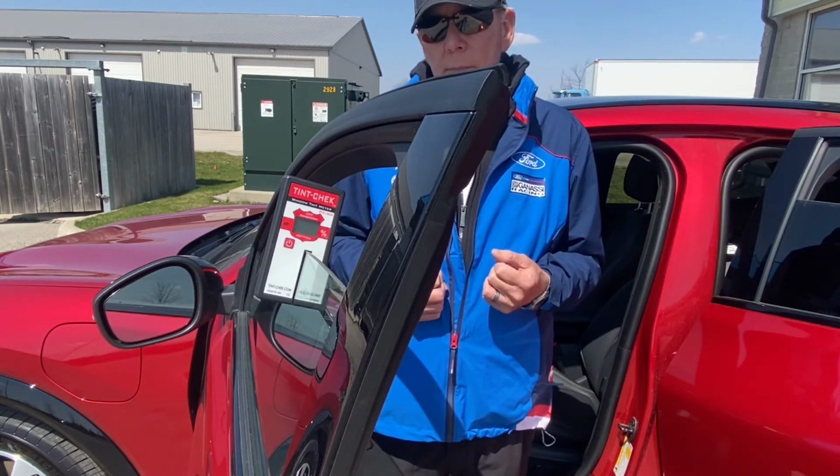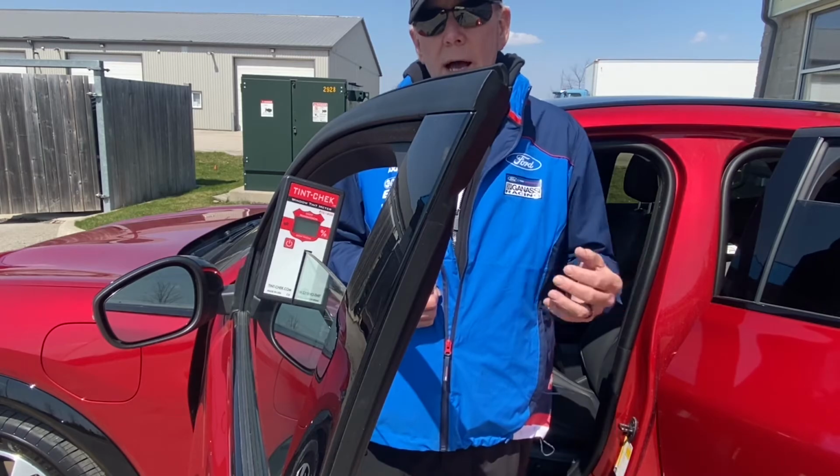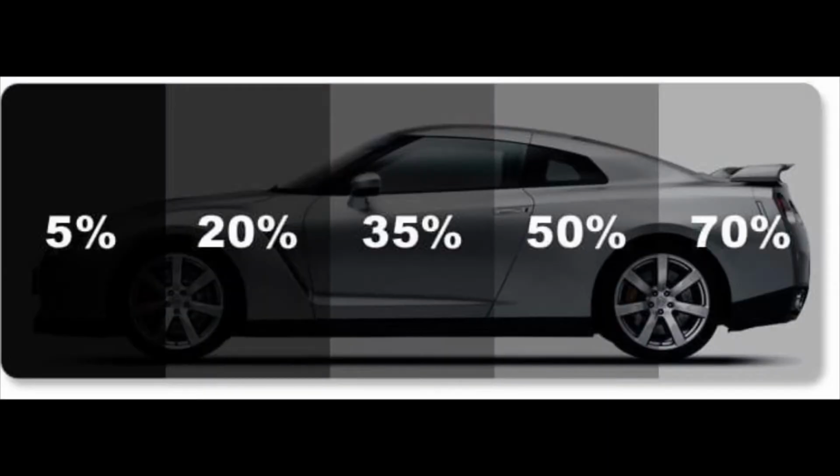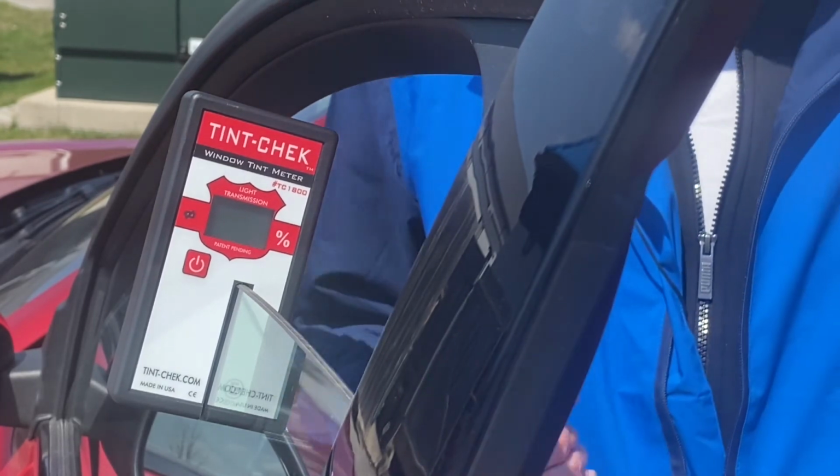So we're going to talk about how the shades apply to the laws in Ontario. Two different laws, and that's important to note, and why that gets confusing when we use the numbers compared to the shade level. All right, the laws that apply to window tint in Ontario, there's two sections.